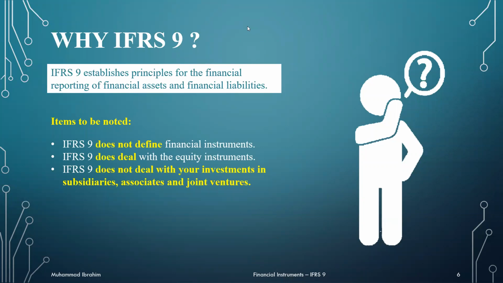For example, if you have an investment in another company which is less than 20%, or which does not constitute significant influence, then this is a financial asset. It will be considered a financial asset and not an associate, subsidiary, or joint venture, and it can be dealt with in IFRS 9. Are we clear? So we should move to the next slide.